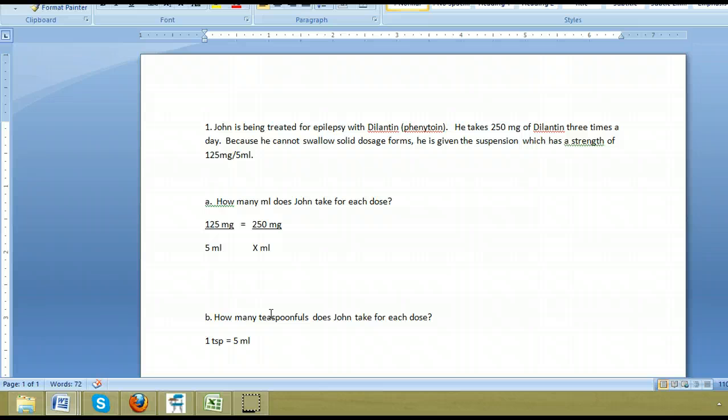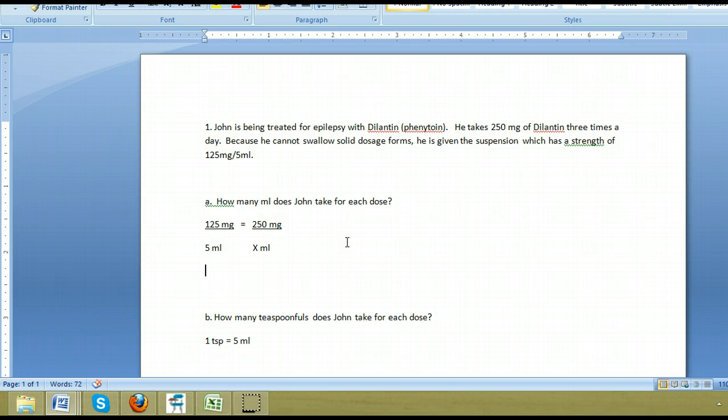I could have flipped this. I could have put my mils on top and my milligrams on the bottom. It doesn't matter, but I chose to do it this way. I could have put the 250 milligrams over X mils on the left side and 125 over 5 on the right side. Doesn't matter, okay?